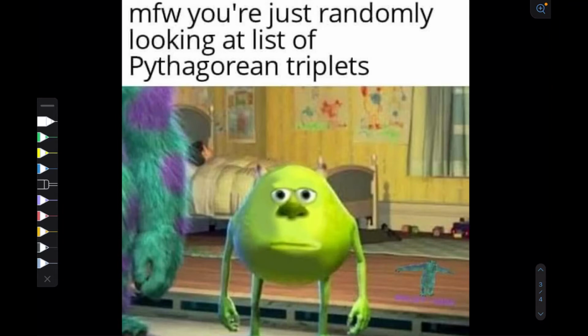So if you were just randomly going through the never-ending list of Pythagorean triplets, one thing you might notice is that a Pythagorean triplet always contains at least one multiple of 3. So if I make a right angle triangle over here, let's say this is 5, then this is 3 and this is 4, here's your multiple of 3.